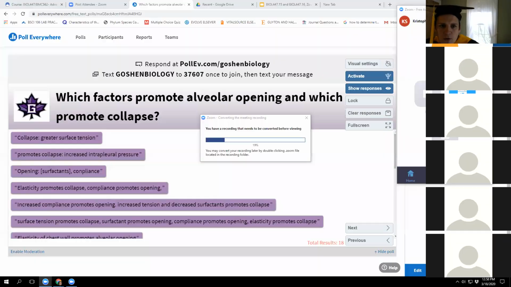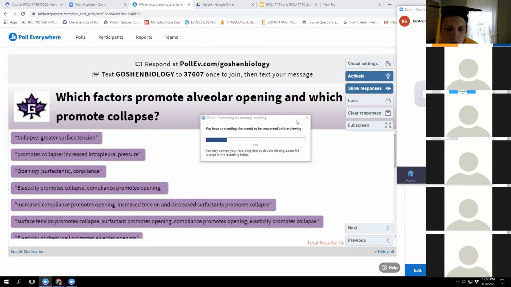Okay. Share my screen. Okay, share screen. Okay, can you all see my screen? Can I get an answer from someone? Yes. Yes, we can see the screen.